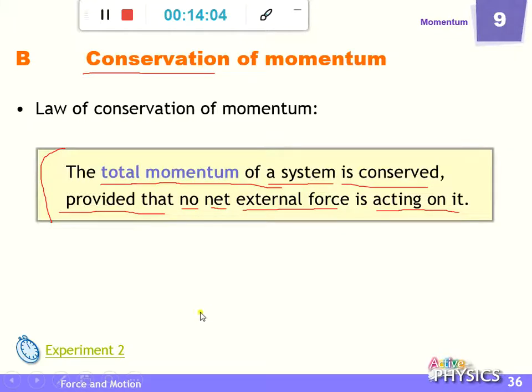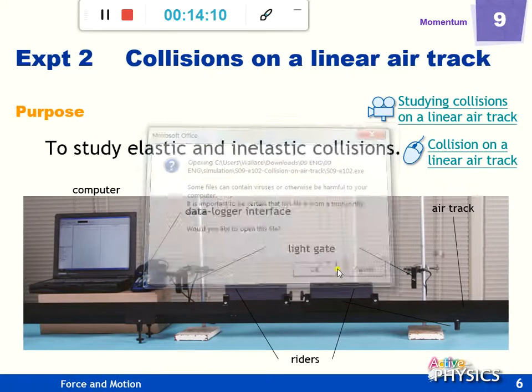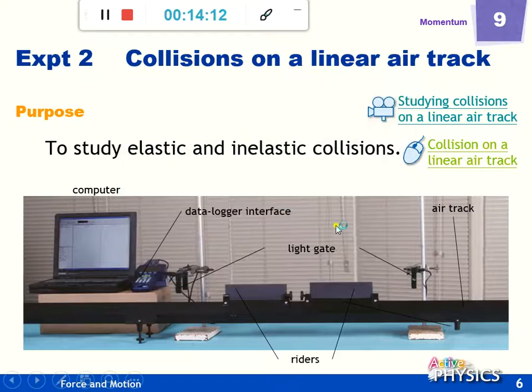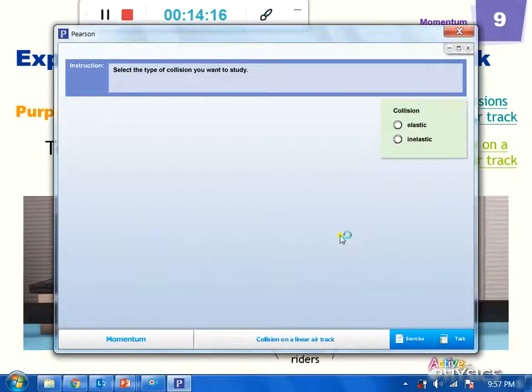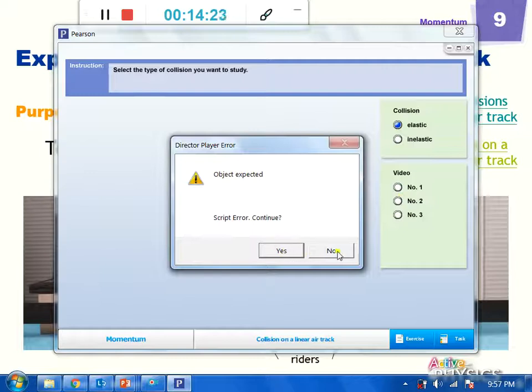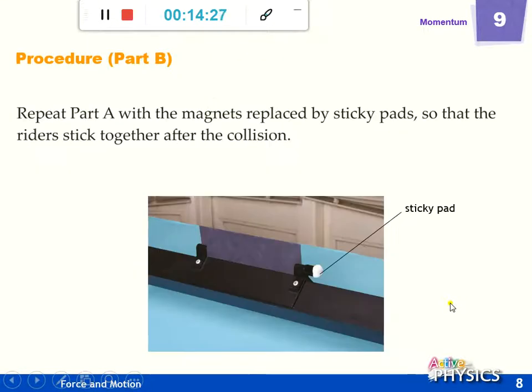Okay, look at this. Other than it, actually we have another simulation on it. This one focuses on the value. Okay, focus on the collision of it. Because we have the error, we need to get this part. I will show you later.